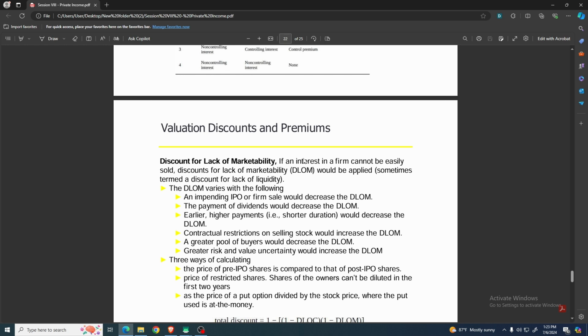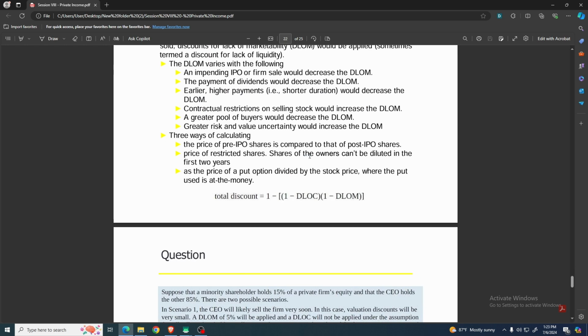You would learn more on this in your seventh semester, I would believe. We are using the price of a put option divided by the stock price, assuming the option is at the money. So just don't think too much on the option pricing, which is used to hedge risk and as an alternative investment instrument. You will learn a lot more on this in your upcoming seventh semester. But having said that, the total discount calculation is going to be 1 minus DLOC, multiplied by 1 minus DLOM.